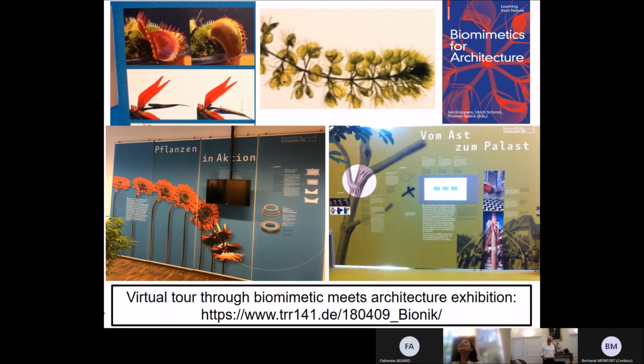Could you repeat the question? I'll repeat the question. Anthony is asking, why are plants such wonderful role models for motion in architecture and other smart materials, while animals, which are normal mobile organisms, have, I wouldn't say much less, but a little bit less success?